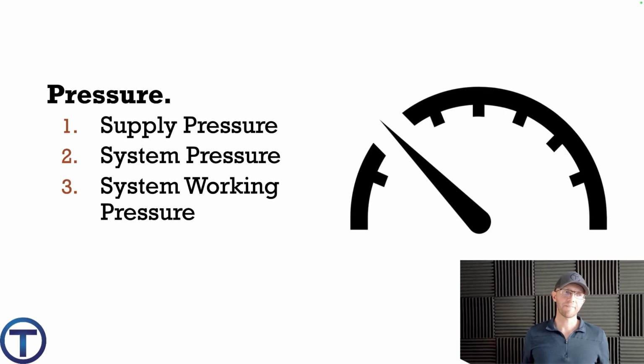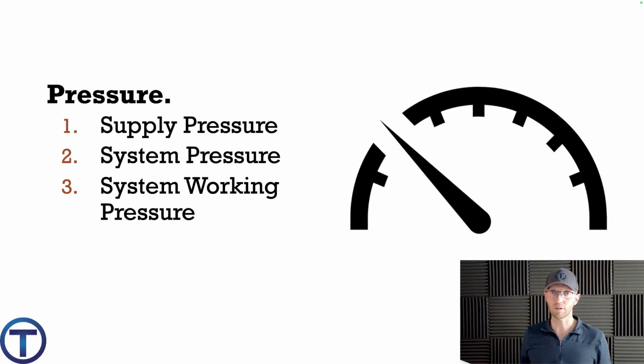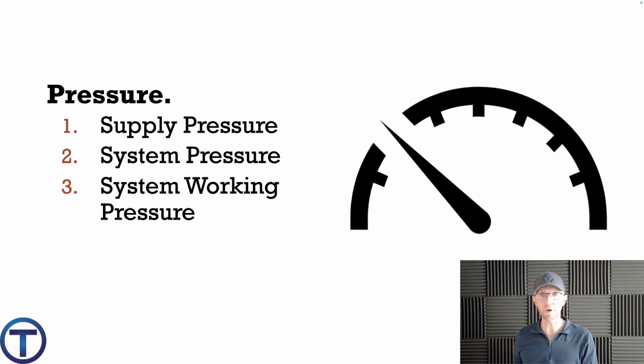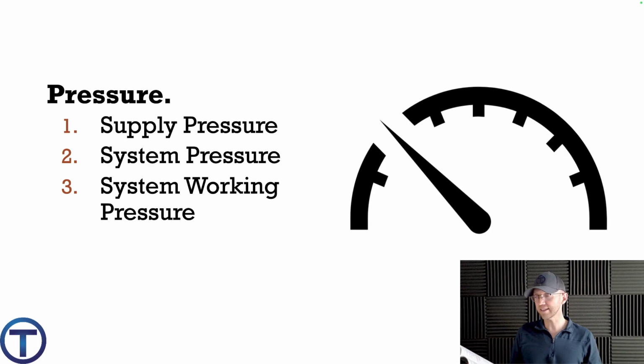We find in the definitions this important definition of pressure, and it's separated into 3 significant pressures that we deal with in these systems. Number 1, supply pressure. This is the pressure within the supply. Example, the city or the private water source, a well. System pressure. This is the pressure within the system itself. So that's anything above the main control valve.